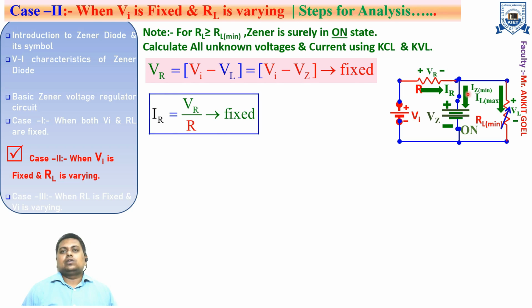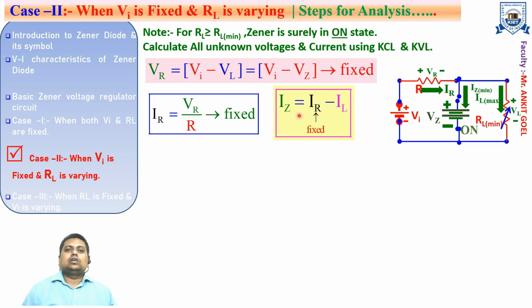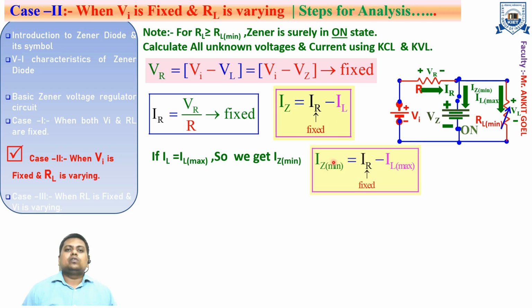Now apply the KCL equation and find the Zener current equation. It is IZ is equal to IR minus IL. Since the first quantity IR is a fixed quantity, it will help me calculate the value of IZ minimum, right? When IL is substituted by the maximum value of IL, you are subtracting the maximum value from the fixed quantity, so you will get the minimum value of IZ, right? So IZ minimum can be given as IR minus IL maximum.